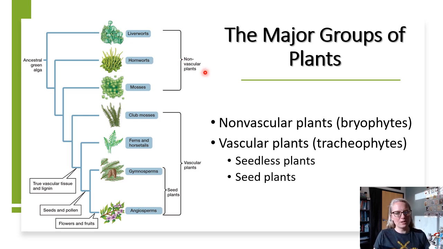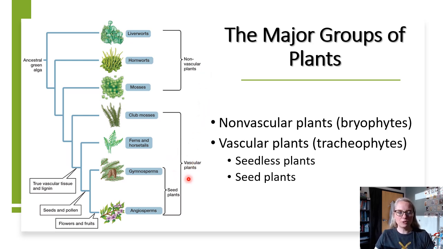So organisms in the non-vascular plant category don't have xylem and phloem, but they still have those other characteristics. They're multicellular, they're photosynthetic, and they have alternation of generations. So they check the boxes for being a plant, but they're not fully terrestrial, and they still have to be close to water because they don't have the vascular system to withstand being too far away from water.